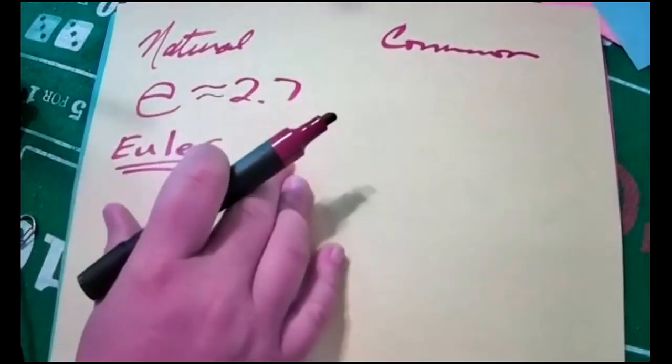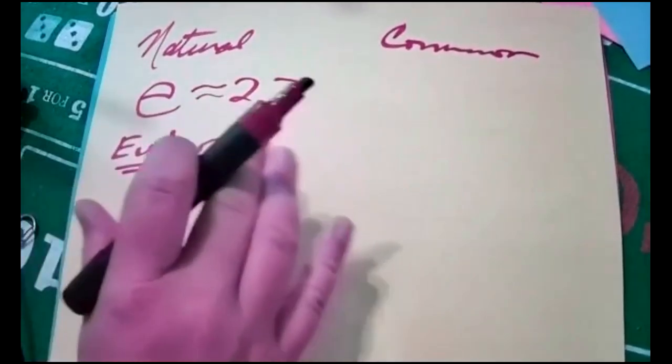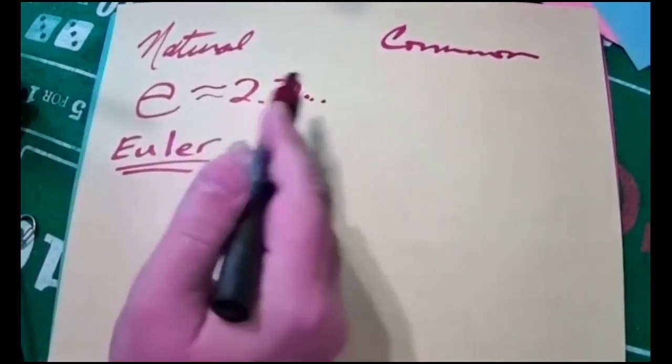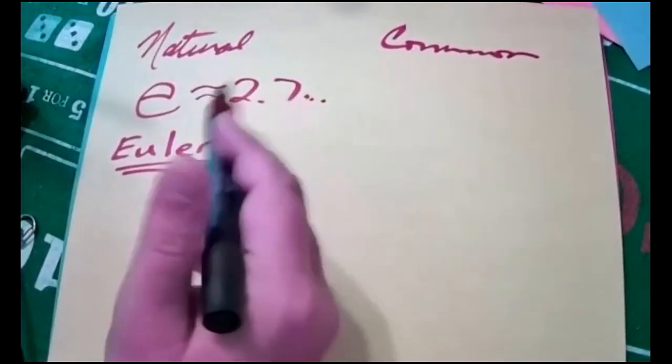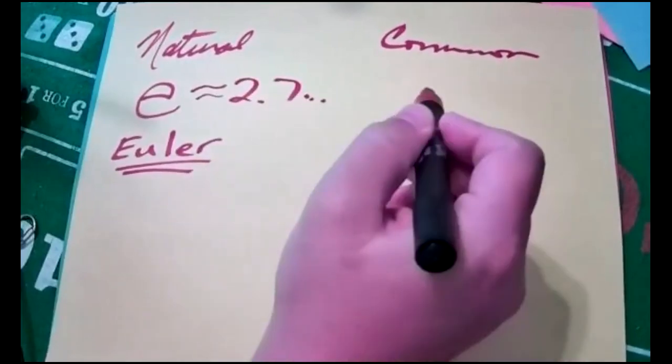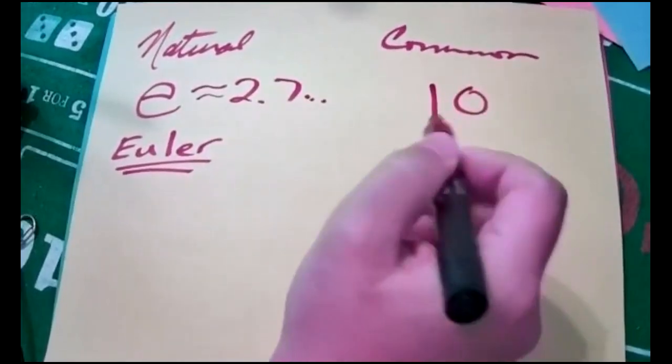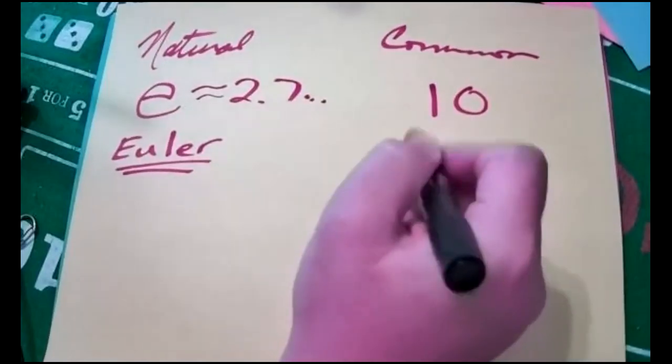And there's a special formula for E that's hard to understand, but it's irrational. It goes on forever and ever like pi does. But E is one of our most important bases that we like to use a lot. Another one that we like to use a lot is 10 because it's our base for the decimal system.